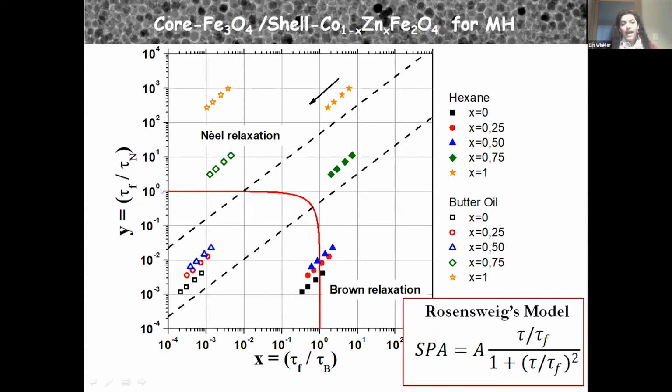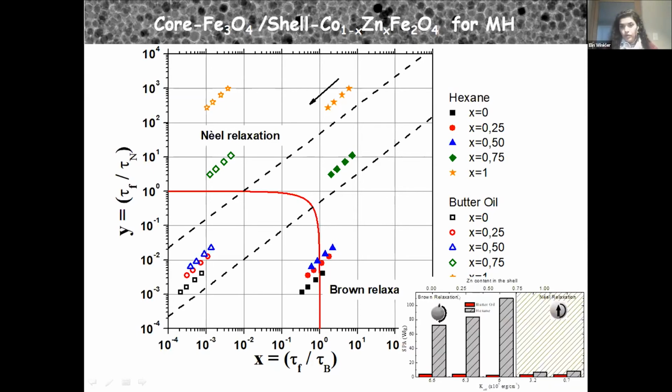And this red line is when the Néel time is equal to the characteristic time of the AC field, which corresponds to the optimum situation. In fact, we can see that these three samples, when they are dispersed in oil, are in the situation of the optimal heating. So if we want our system to relax toward the Néel relaxation, we should fabricate nanoparticles around this situation. So remember, this is the cobalt ferrite, this is the zinc ferrite, and so we have to adjust the composition.